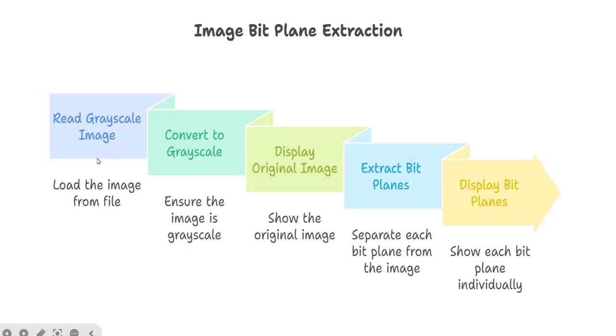Here we'll read a grayscale image, that is, we'll load the image from the file. Now we have to check whether the image which we have loaded is a grayscale image or an RGB image. If it is an RGB image, then we need to convert it into a grayscale image. Then we'll display the image. After that we will separate each bit plane from the image, that is, we will extract the 8 bit planes separately. Then we'll display the bit planes, that is, we'll show each bit plane individually.